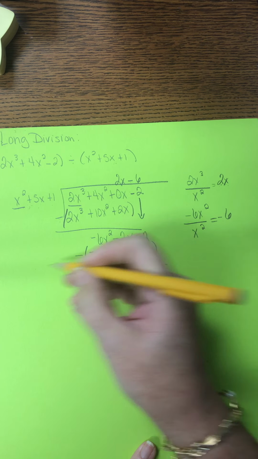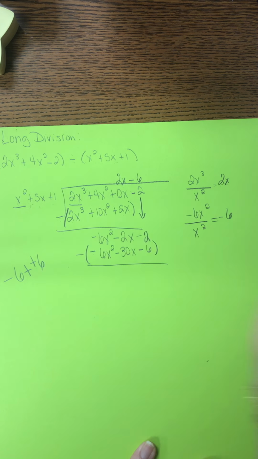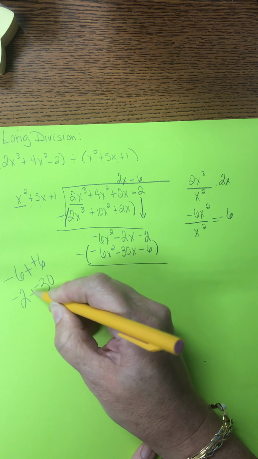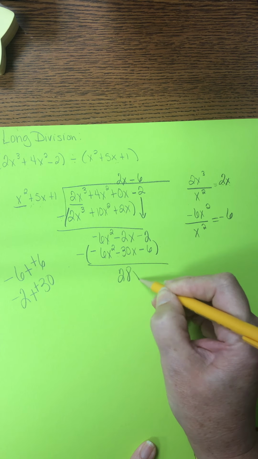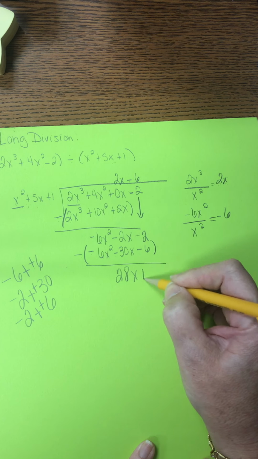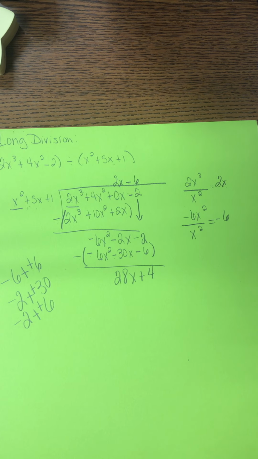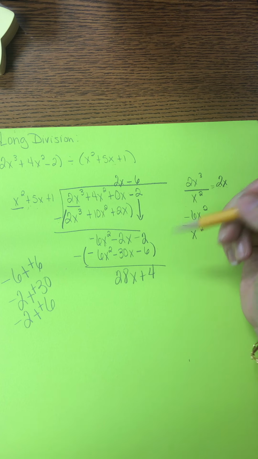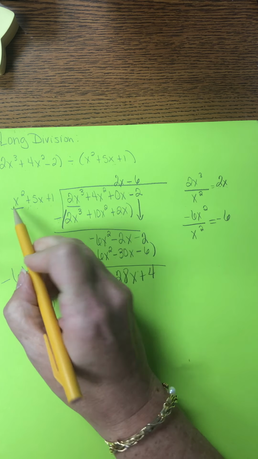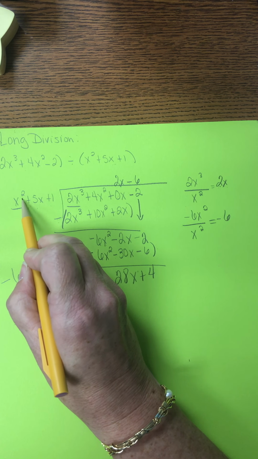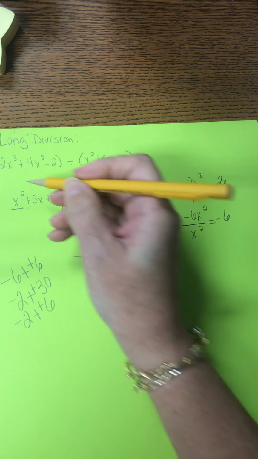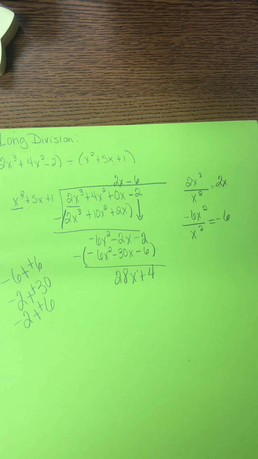Negative 6 minus negative 6, 0. Negative 2 minus negative 30, positive 28x. Negative 2 minus negative 6, positive 4. Okay, so notice I have nothing else to bring down, and also when you get to the point where the exponent of your remainder is smaller than the exponent of your divisor, then that means that you are finished dividing. So this exponent is smaller than this exponent, you are done.